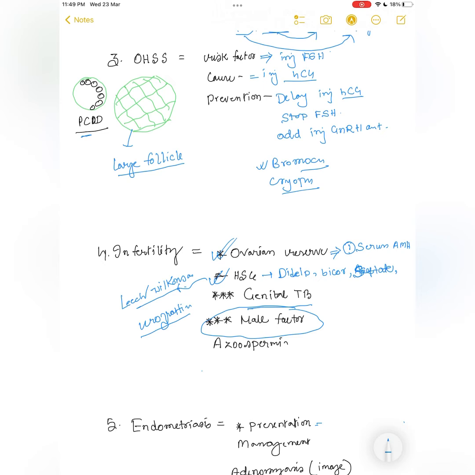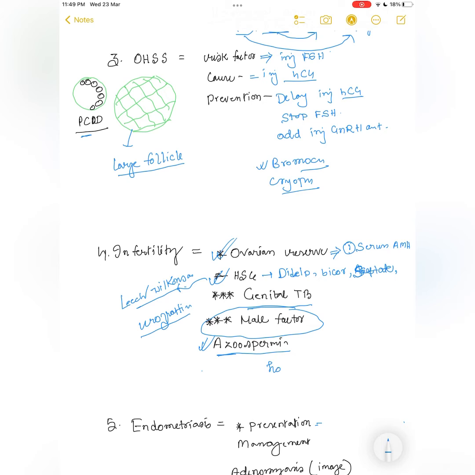There are a total of 10 to 11 points, and this should be in your LMR topics. And there is already one question in previous year NEET papers. In male factors, obviously azoospermia is also very, very important. And in case of azoospermia, how will you hormonally assess it? So this is very, very important for your exam.